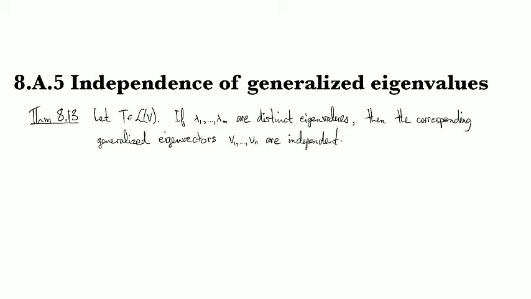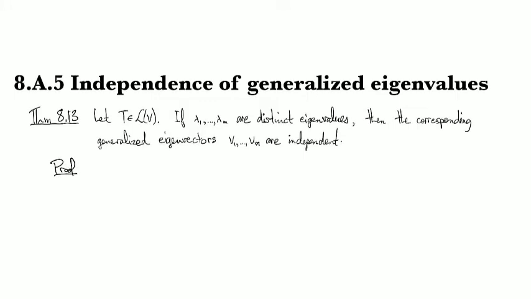So we've seen before that if you have eigenvectors for different eigenvalues, then they're going to be linearly independent. And in fact, in an inner product space, they're actually going to be orthogonal. The same thing is true for generalized eigenvectors, at least for the independent part. So let's take a bunch of distinct eigenvalues, not necessarily all the eigenvalues of T, just some group of distinct eigenvalues. Then the corresponding generalized eigenvectors v1 through vm are going to be independent.